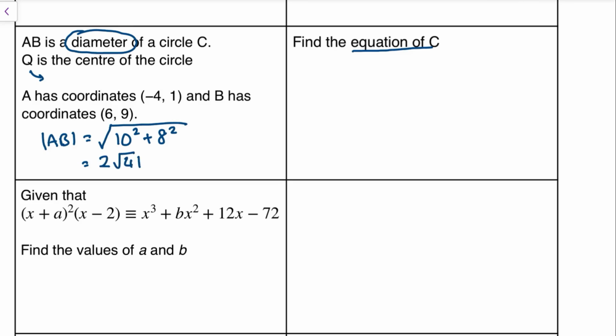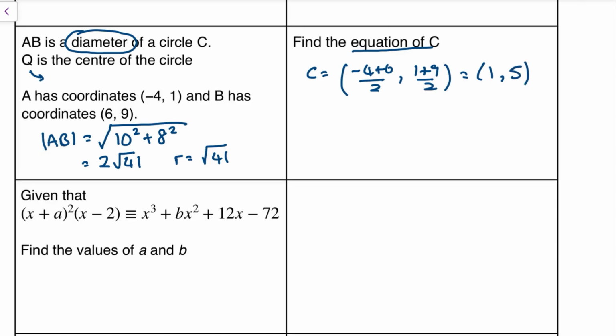But that's my diameter. So that means the radius is half of that. So therefore it's going to be 1 root 41, or just root 41. Next thing I need in order for the equation of a circle is I need the centre. And to work out the centre is just a midpoint calculation. So that's just going to be minus 4 plus 6 over 2 and 1 plus 9 over 2. And do this carefully. So minus 4 plus 6 is 2, divided by 2 is 1, and 1 plus 9 is 10, divided by 2 is 5. I have my centre, I have my radius, it's just pulling it all together.